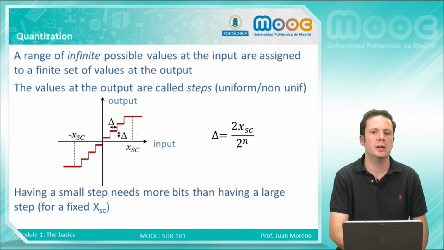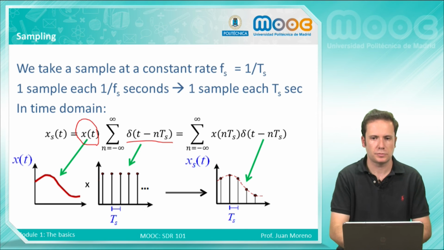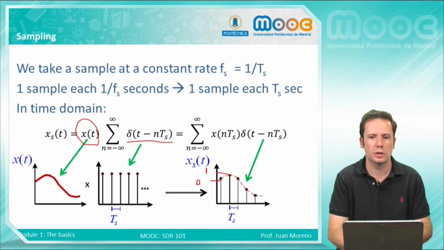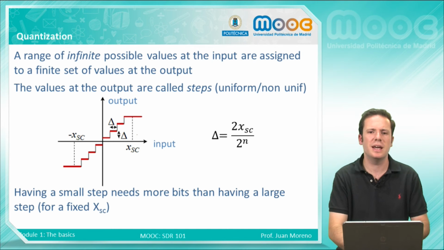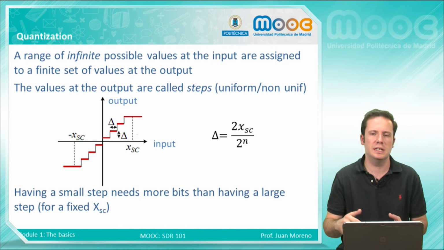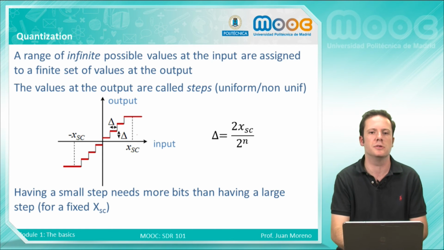Let's move on. The quantization. Once we have sampled the signal, it also can take infinite values. For example, this could be 1, this could be 0.83, and so on. So now we will need to reduce these infinite possibilities into a finite set of values.